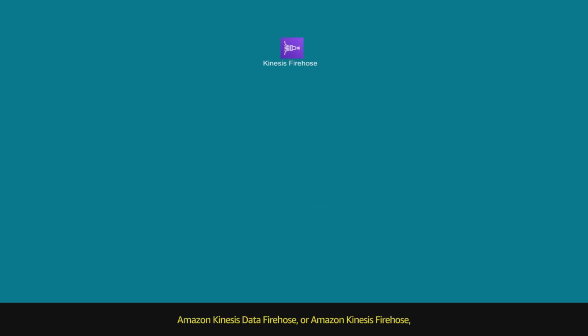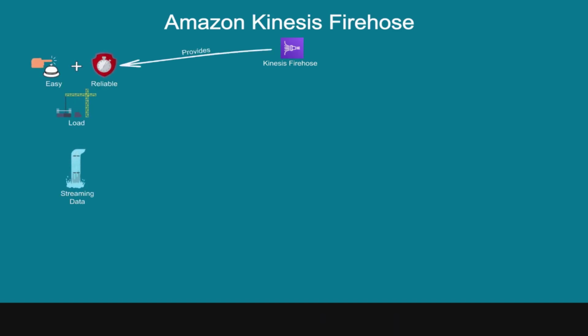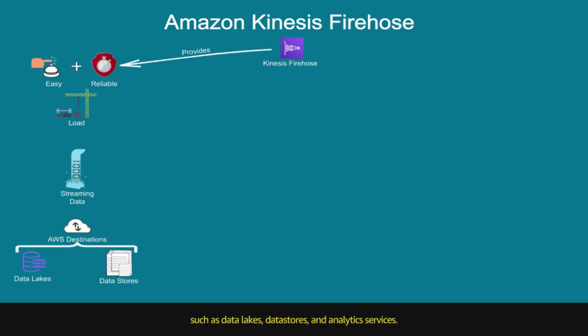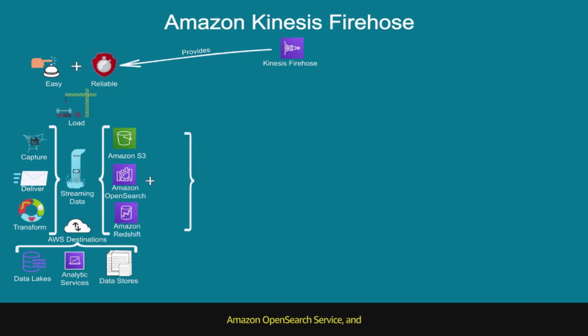Amazon Kinesis Data Firehose, or Amazon Kinesis Firehose, provides an easy and reliable way to load streaming data to AWS destinations such as data lakes, data stores, and analytics services. The streaming data can be captured, transformed and delivered to Amazon S3, Amazon Redshift, Amazon OpenSearch Service, and third-party service partners such as Datadog, New Relic, and Splunk.